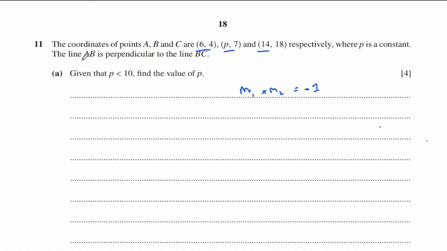And so if we find the gradient of AB and we find the gradient of BC, multiply them together, we are supposed to get negative 1. And so let's do that. This is your A, this is your B, this is your C. Find the gradient of AB, y2 minus y1 over x2 minus x1. So 7 minus 4 over P minus 6.